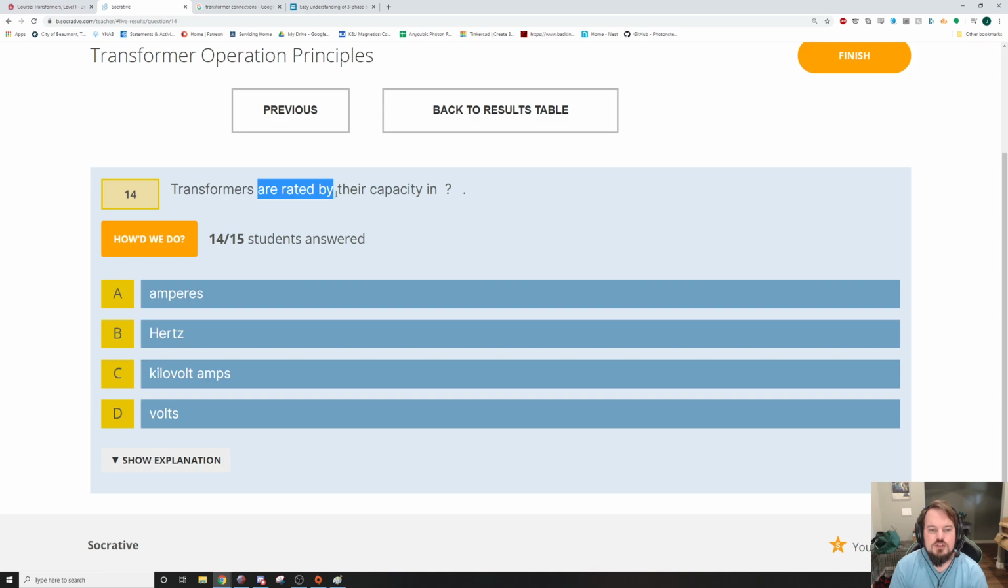Transformers are rated by their capacity in kilovolt amps. That is about kilovolt amps, volt amps, and watts. Volt amps is a form of power. Kilovolt amps is just 1,000 volt amps.